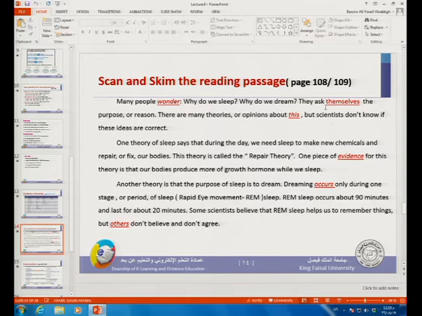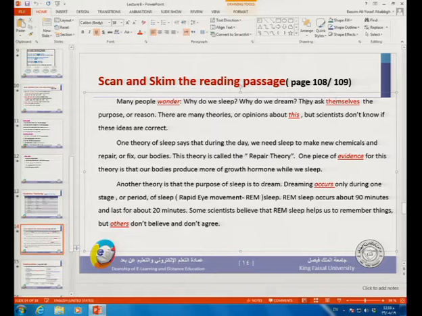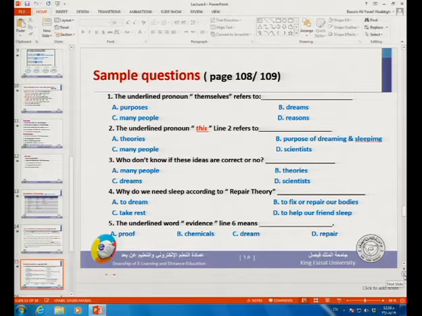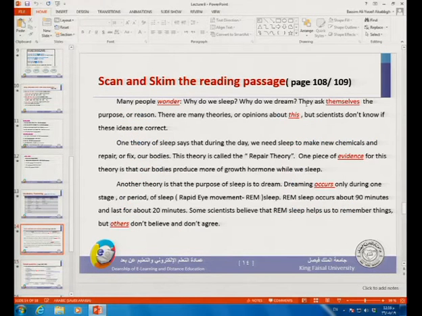For example, what does the word themselves, this refers to? What does it refer to? Why do we sleep? Why do we dream? They ask themselves. Themselves refers to what? To they. And they refers to what? To people, many people, right? So, for example, the underlined pronoun themselves refers to many people. Look at this, themselves. Themselves refers to many people, okay? They, and they refers to many people.